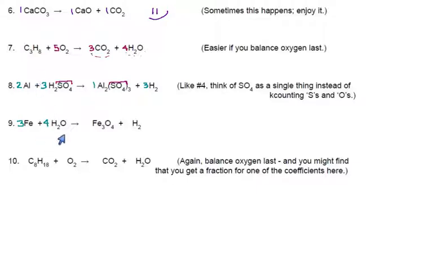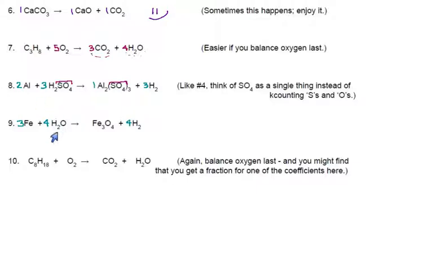But now do you see what just happened? We thought our hydrogen was okay, but now we just broke it. We had oxygen 4 on the right. Putting a 4 here fixed the oxygen, but now we have 8 hydrogen on the left, meaning we need 8 hydrogen on the right. Need a 4 right there.